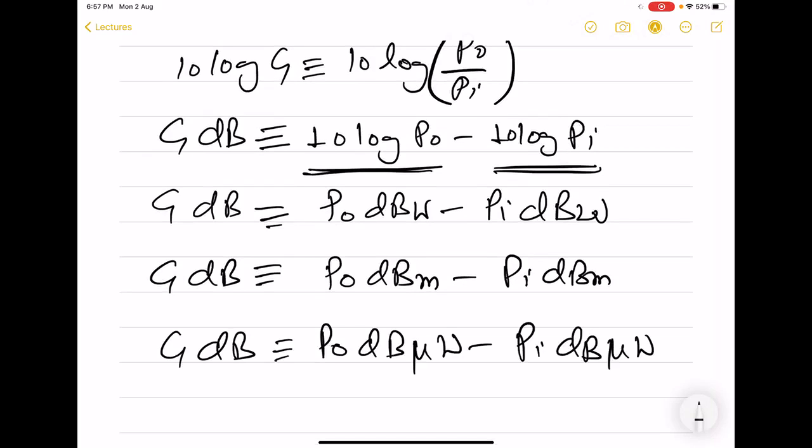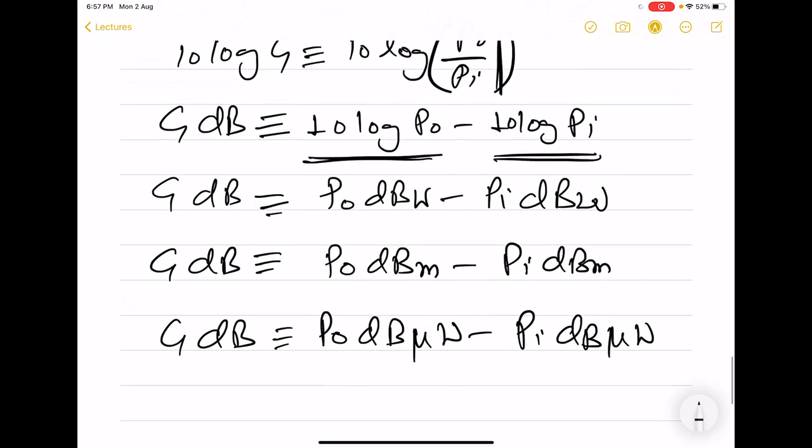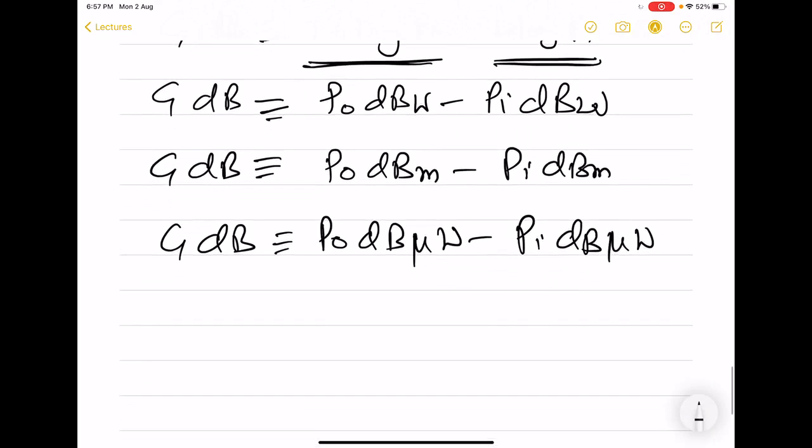So it can appear very surprising that when we are subtracting powers in dBm or dB microwatt, their difference is no longer in dBm or dB microwatt, rather it is in dB. And this should not come as a surprise because here the quantities are actually unitless, and we are dealing with ratio which gets converted into subtraction in the logarithmic scale.